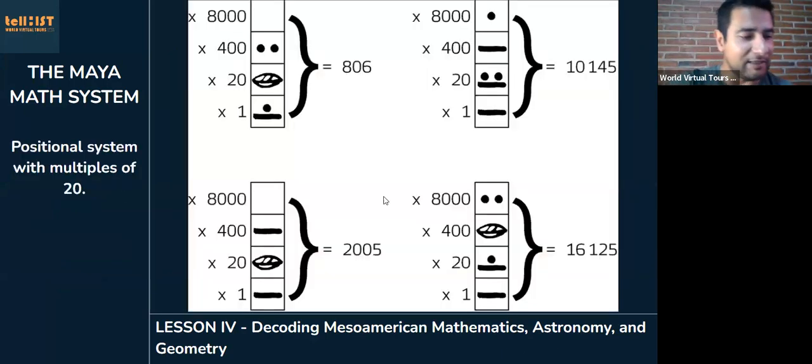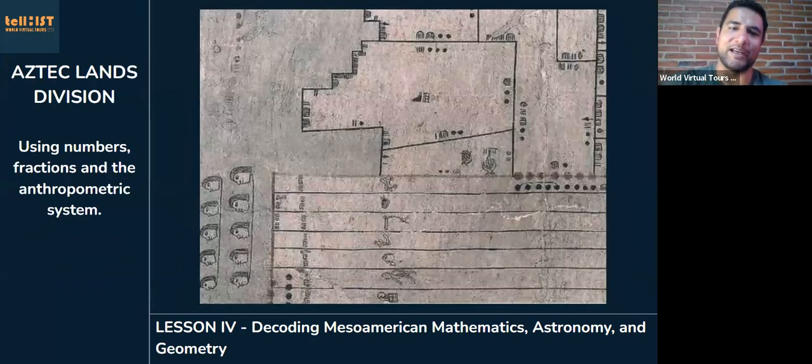Very important to remember that this was a positional system, so it also depended on the vertical position of the writing of the numbers. Okay, speaking about the Maya, but let's see how the Aztecs use this. Okay, we can see that the Aztecs utilized these numbers. Also, they created fractions and an anthropometric system to divide the lands. Okay, the Aztecs considered it very important to measure all the lands for the different clans and also for the new lands they conquered.